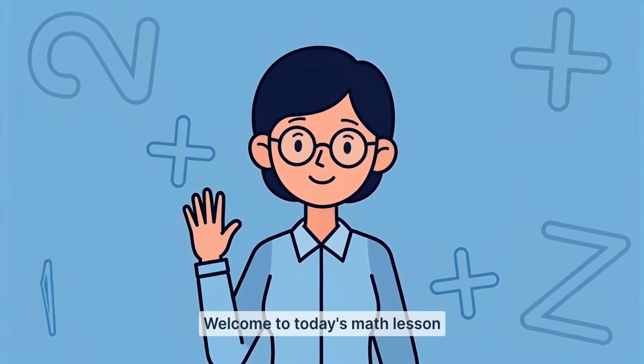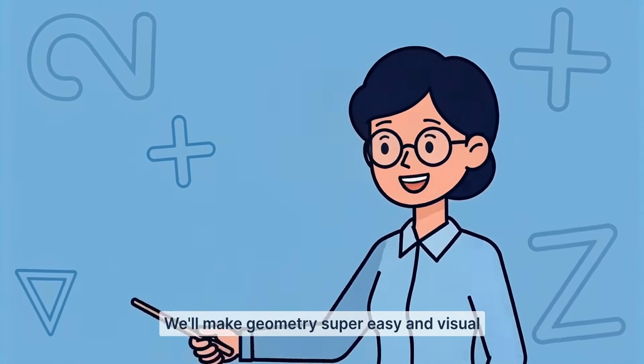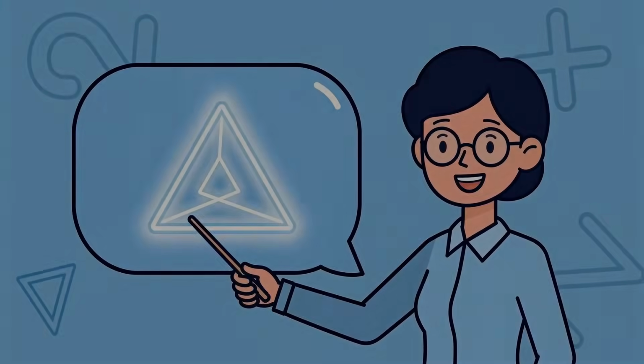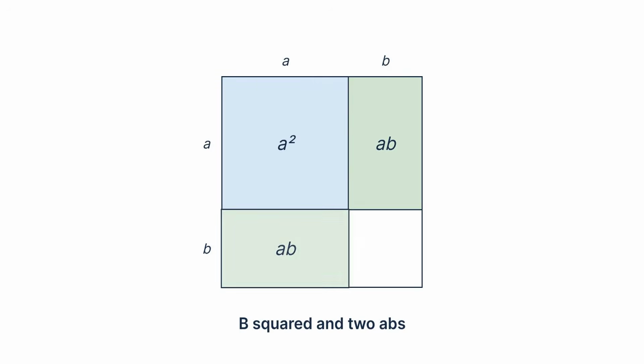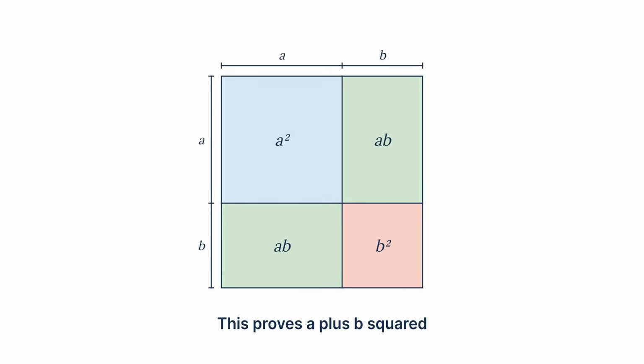Welcome to today's math lesson. We'll make geometry super easy and visual. Let's get started. Let's prove (a plus b) squared using this square. This gives a squared, b squared, and two ab's. This proves (a plus b) squared.